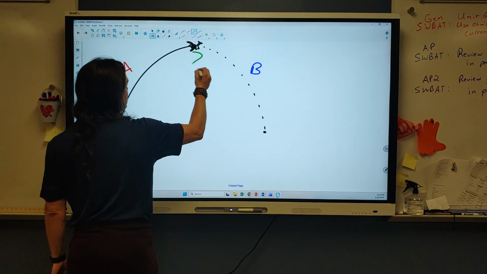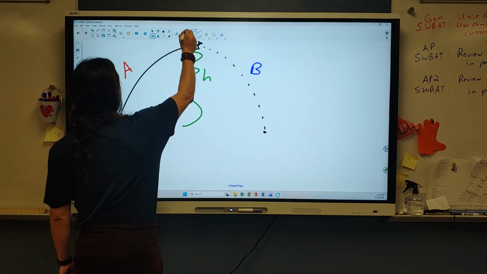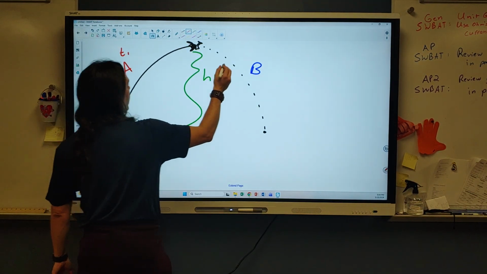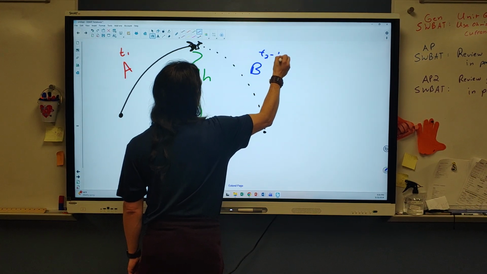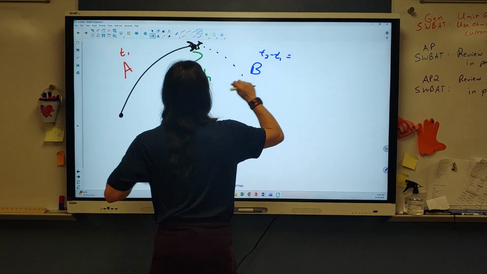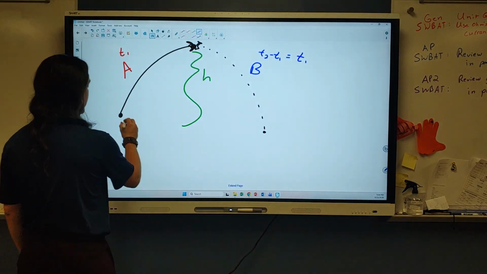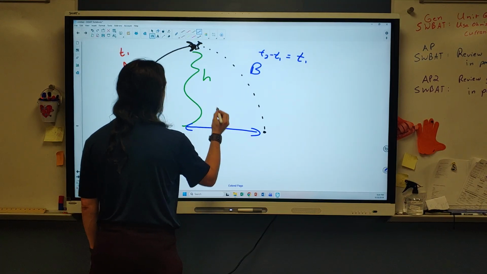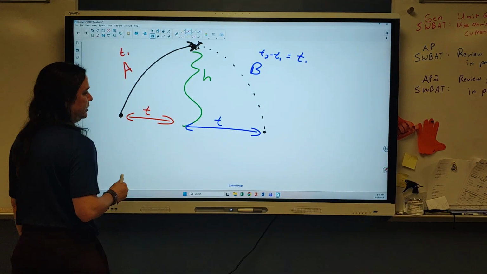We are also at some vertical height h. You can use that, but as we mentioned before, the time for this motion is t1, and the time for this motion is t2 minus t1, but because of symmetry, this is also equal to t1. At this point, what I'm going to say is the time from here to here, I'm just going to call it t, and the time from here to here, I'm also going to call it t.